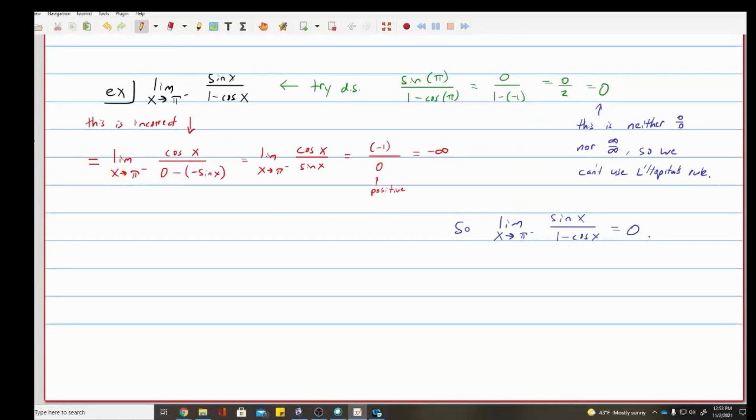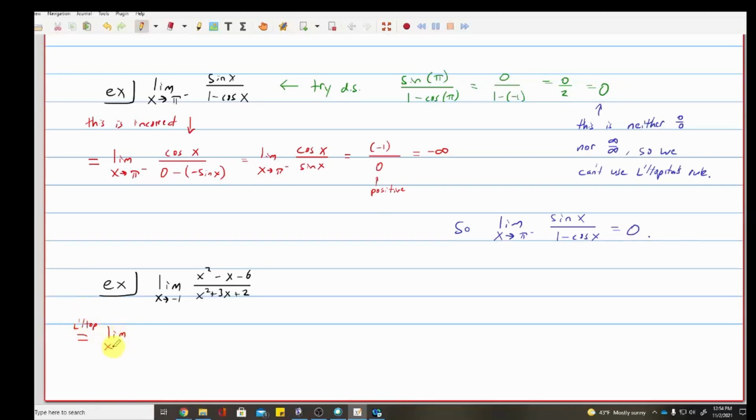Here, we'll do another example like that where we're not allowed to use L'Hopital's rule. I want to show you it doesn't just happen with trig functions. So let's look at the limit as x approaches -1 of x squared minus x minus 6 over x squared plus 3x plus 2. So let's incorrectly apply L'Hopital's rule.